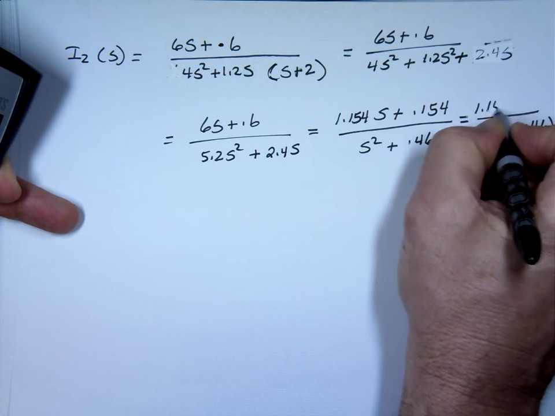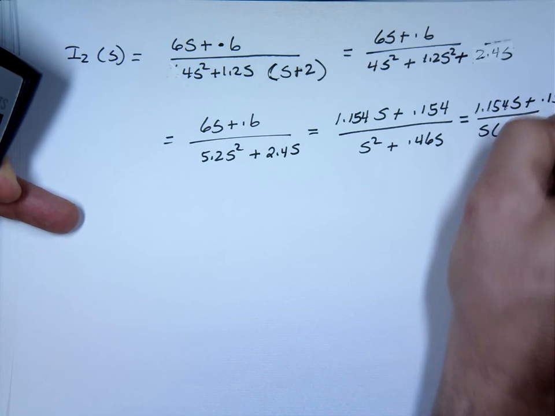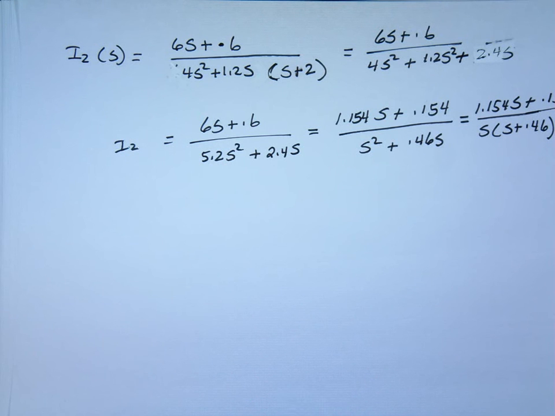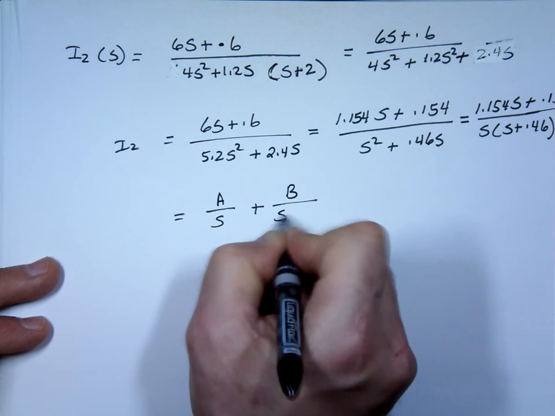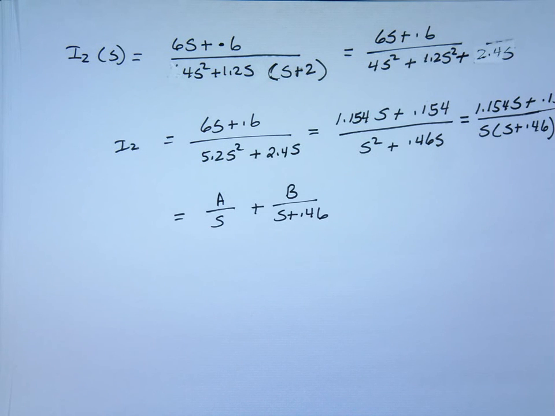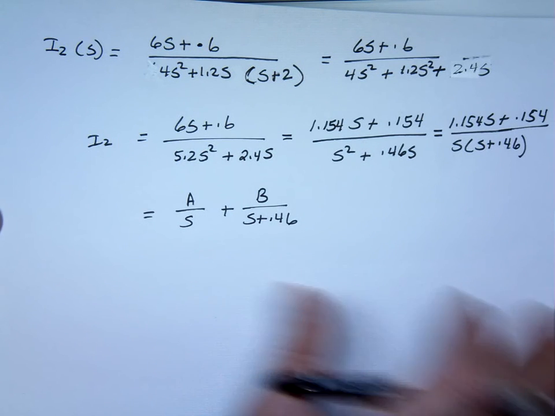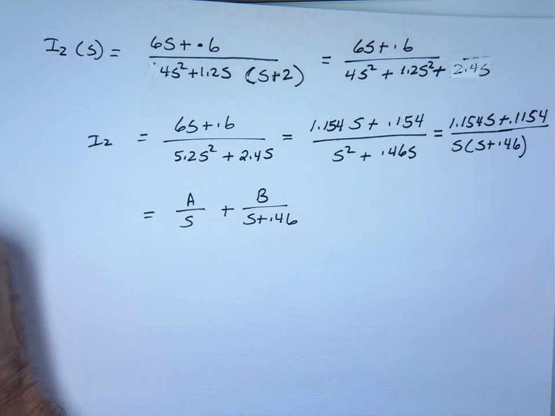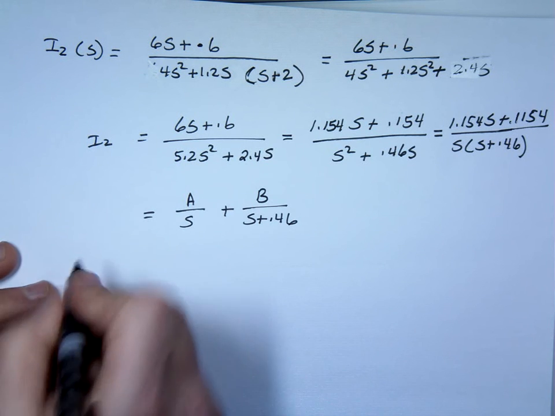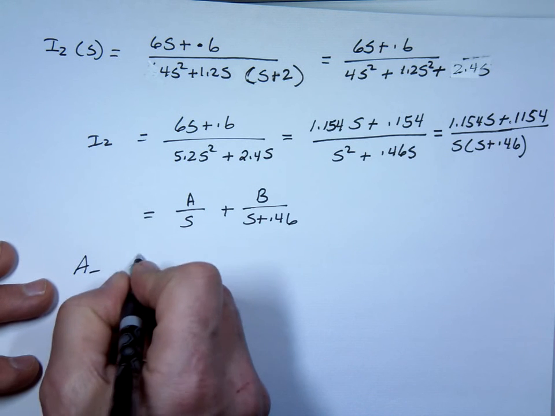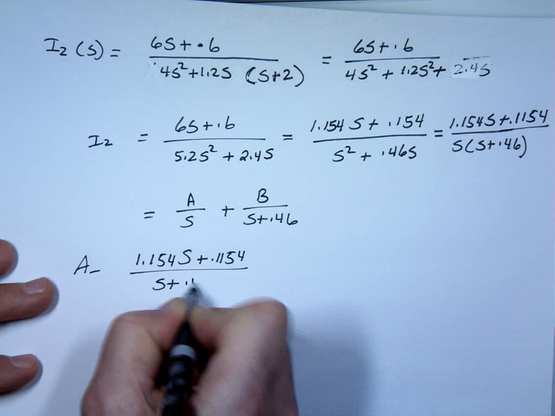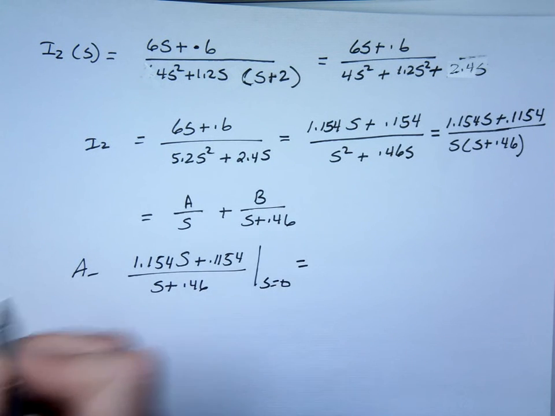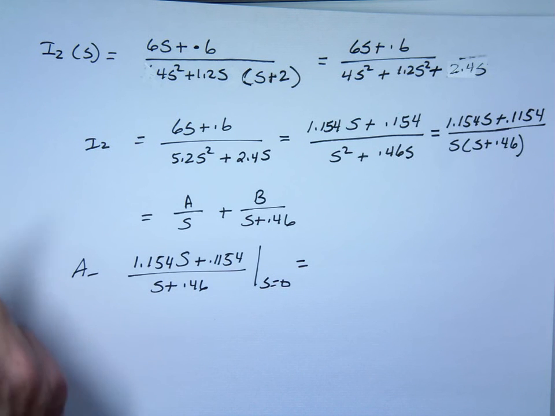So if Tom was right on his algebra, this is I sub 2, which will make the math now a little bit easier, because that would be A over s plus B over s plus 0.46. When you did the 0.6, wouldn't that be 0.1154? Yep. Thank you. So now we just got to go through that and find what A is. A sitting on top of S, you take S out of this picture. 1.154S plus 0.1154 over S plus 0.46, and you want that when S equals 0. 0.1154 divided by 0.46. 0.25.